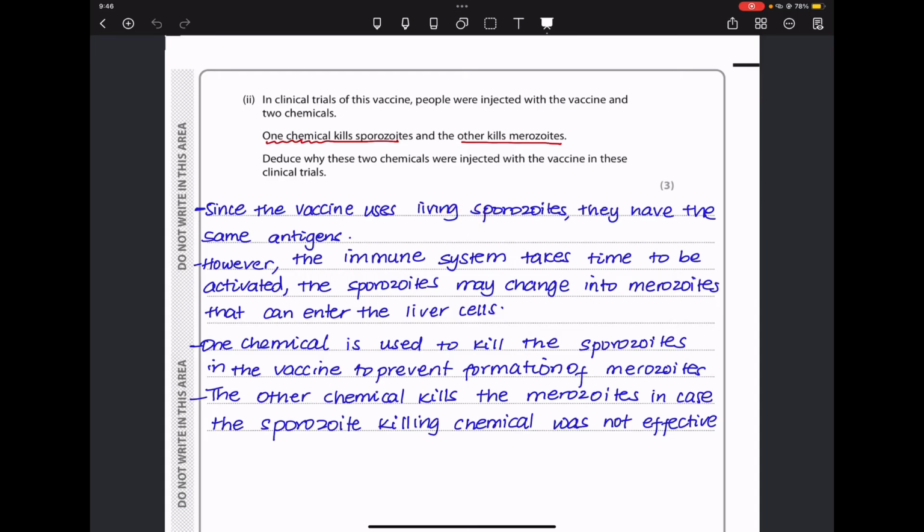Since the vaccine uses living sporozoites, they have the same antigen. However, the immune system takes time to be activated. The sporozoites may change into merozoites that can enter the liver cells. So one chemical is used to kill the sporozoites in the vaccine to prevent formation of merozoites. The other chemical kills the merozoites in case the sporozoite-killing chemical was not effective.